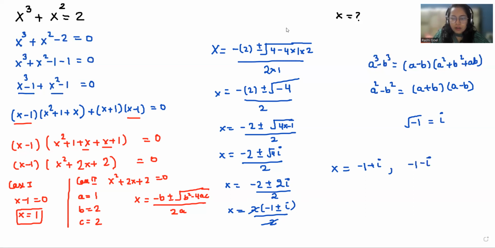So we have three values of x. So x is equal to 1, x is equal to minus 1 plus iota, and x is equal to minus 1 minus iota. I hope it's clear and easy to solve.